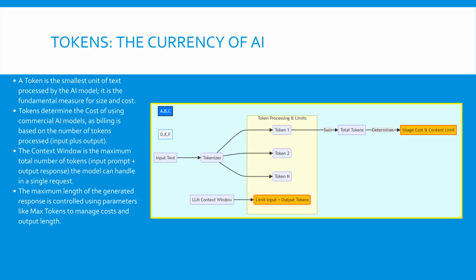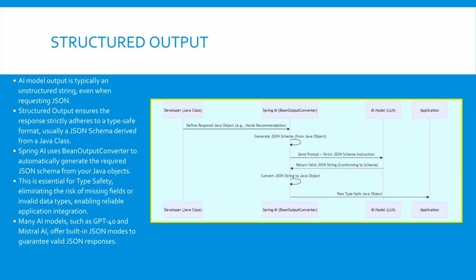When an AI model generates a reply, it usually comes back as a simple text string, even if you ask it to output JSON. While this string might look correct, converting it reliably into a usable data structure for your Java application is tricky. This is where structured output comes in. This concept forces the AI to produce an output that strictly matches a predetermined format, usually defined by a JSON schema. Spring AI makes this easy using utilities like the bean output converter.